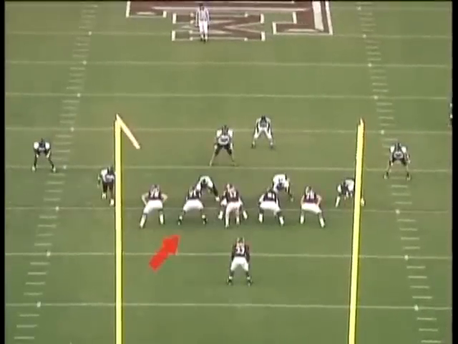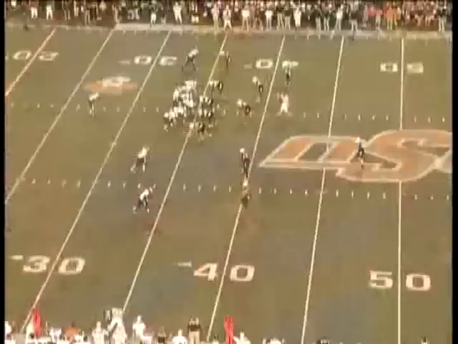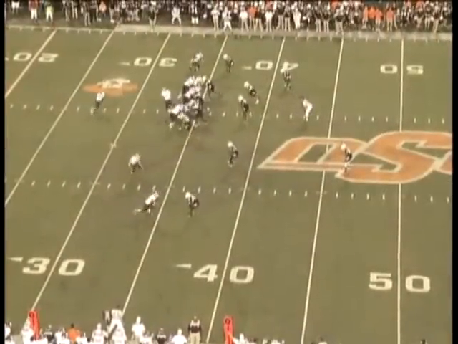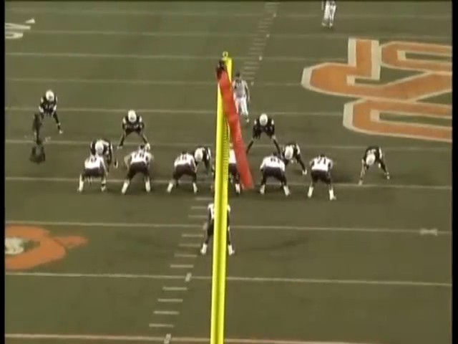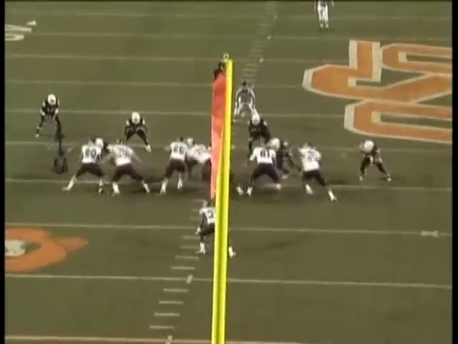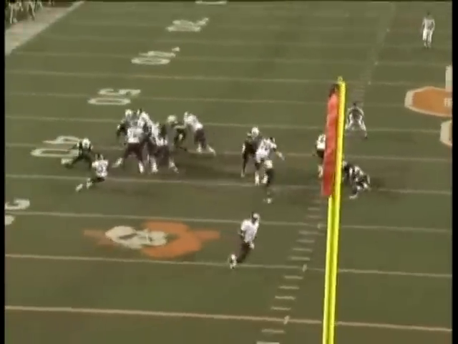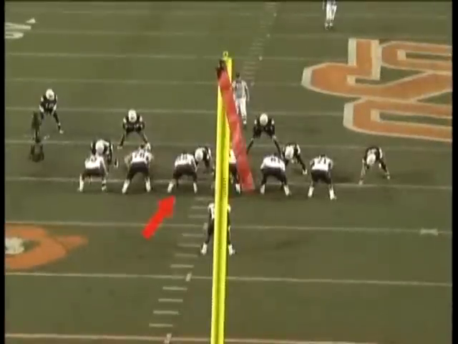This backside 5 technique is pretty close to the play because of the split of the backside guard. So if I'm the backside guard and I know I got a B block right here, anytime there's a B block, get away from that center and widen that defensive front. Again, this is wide zone. We're looking at the left guard and the center.